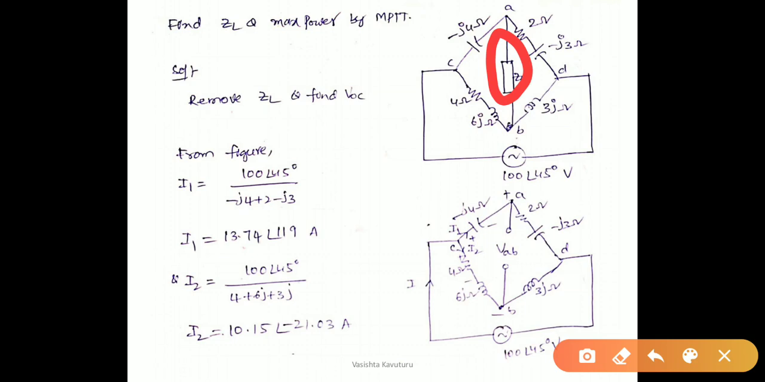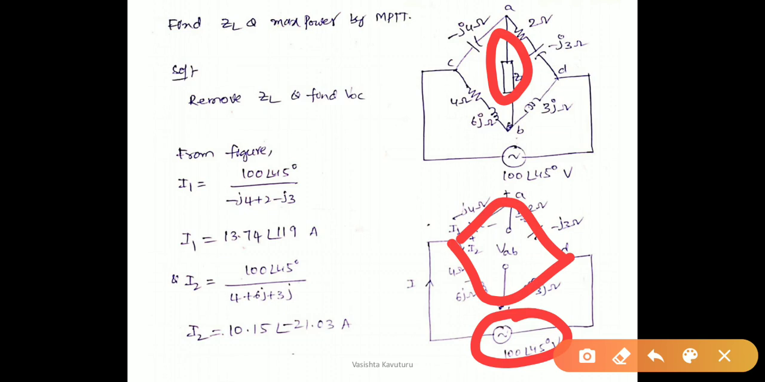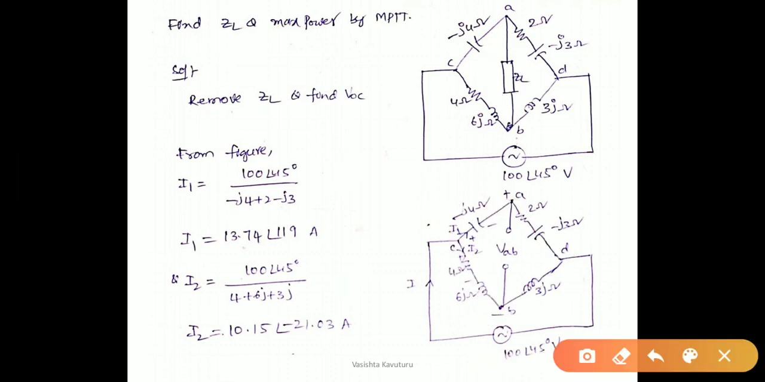Upon removing this load impedance, there are two parallel branches. This is one parallel branch, this is the other parallel branch, and a voltage source 100 at angle 45 degrees is the same in the two parallel branches. Therefore we have to calculate the current in the two parallel branches. I1 is nothing but this 100 at angle 45 by impedance of this branch, and I2 is also 100 at angle 45 by impedance of this branch. Upon calculation of I1 and I2, we have to calculate the voltages.